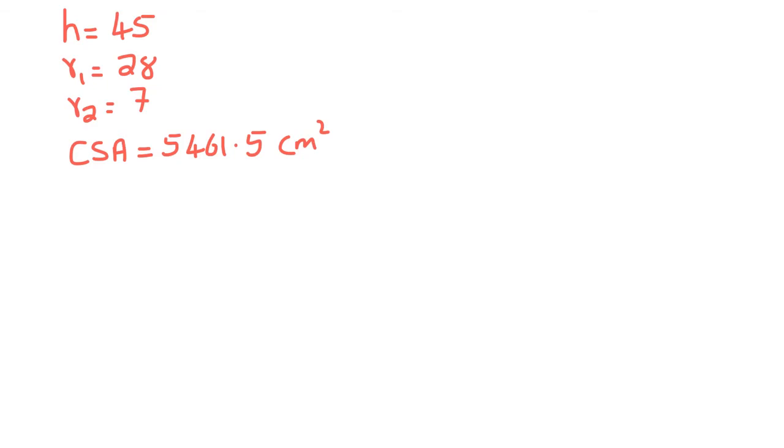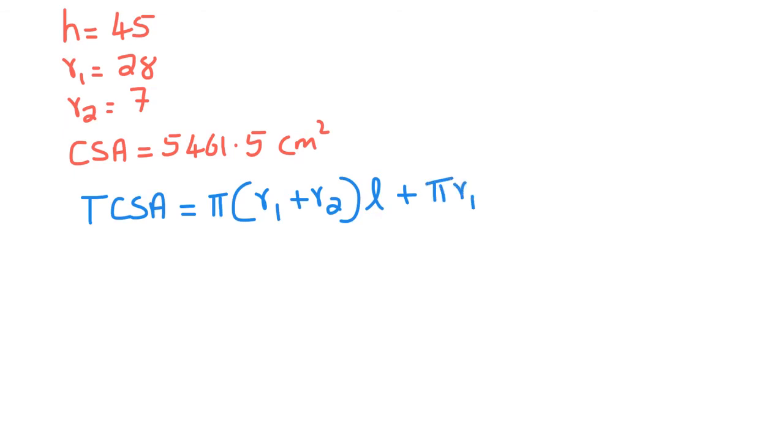We already know the height, R1, R2, and we found out the curved surface area. Now we need to find the total surface area of the frustum. The total surface area of the frustum is given by the formula pi times (R1 plus R2) times L plus pi R1 squared plus pi R2 squared.